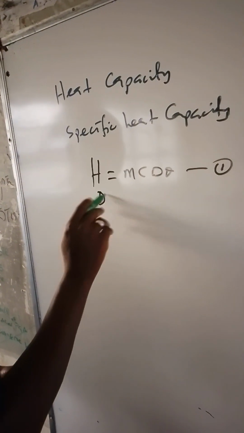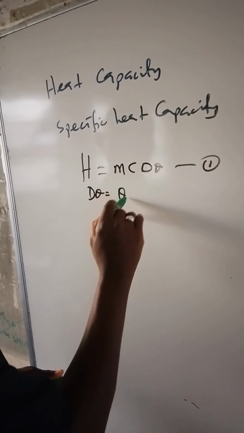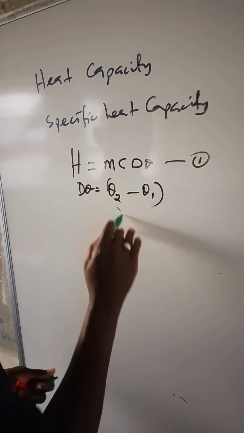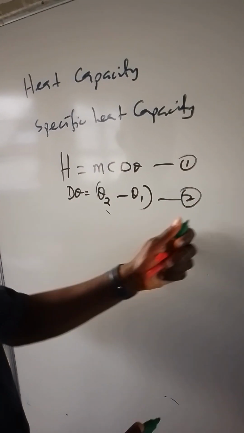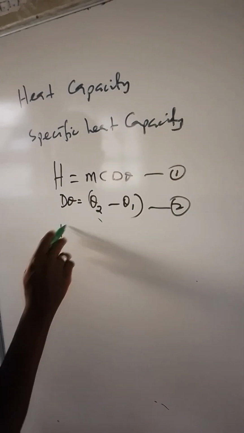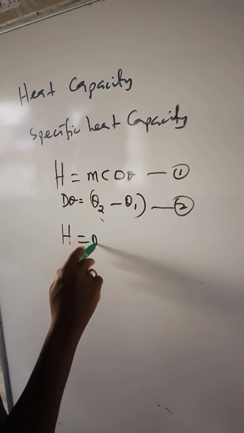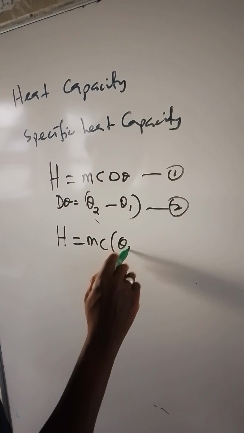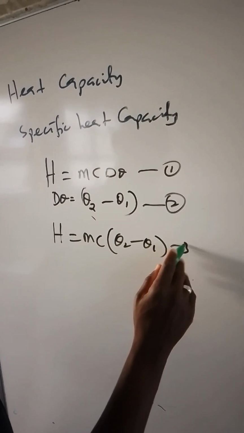What is change in theta? Change in theta is equal to the final temperature minus the initial temperature. We call this equation 2. Substitute 2 in 1. We have H is equal to MC, theta 2 minus theta 1, as the case may be.